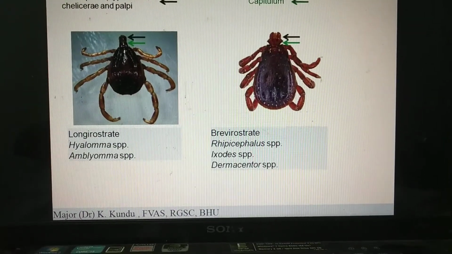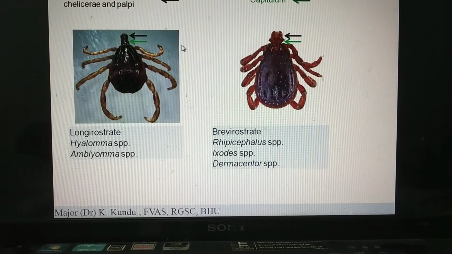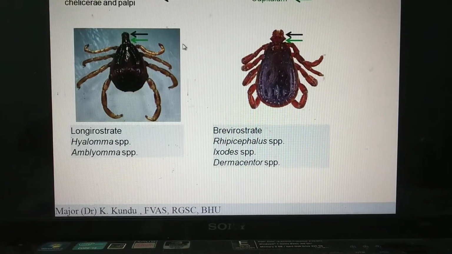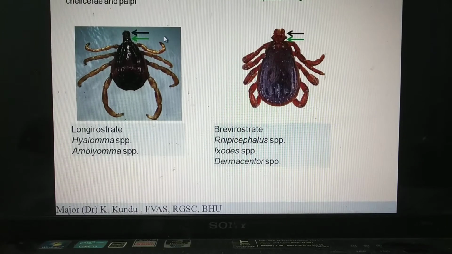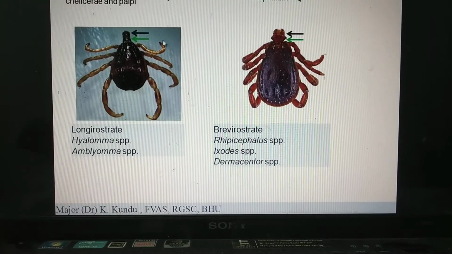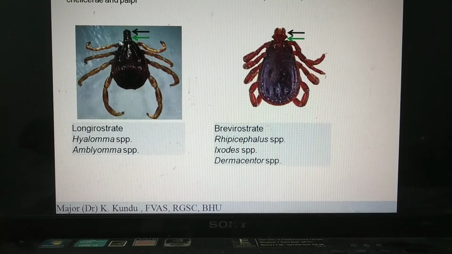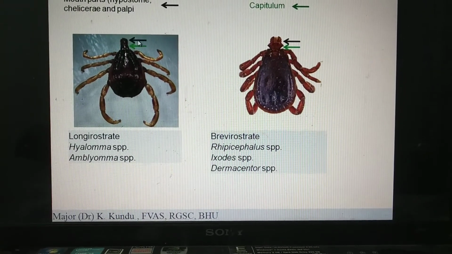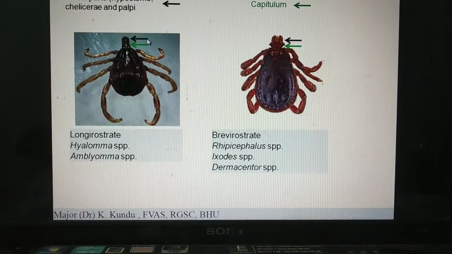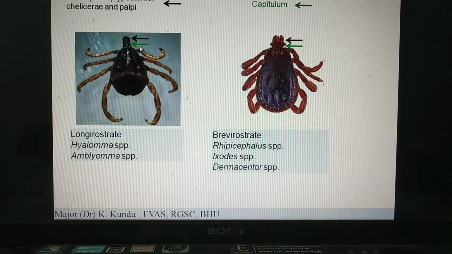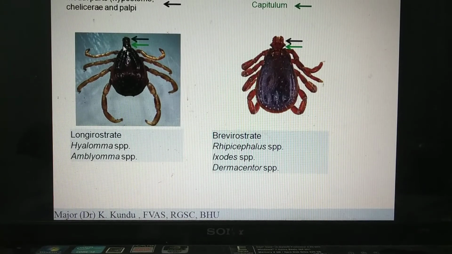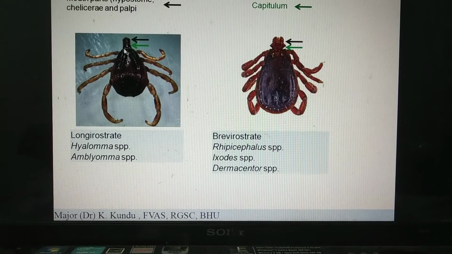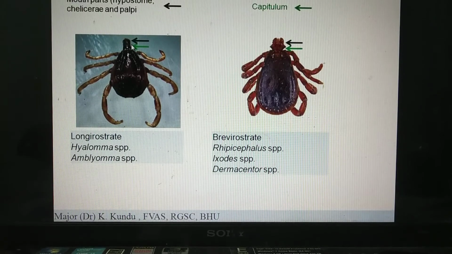Now identification of the hard tick. As we discussed, we will take the individual characters one by one. So what do you mean by longirostrate and brevirostrate? If you can see the tick on the left hand side, the dark arrow refers to the mouth parts, the hypostome, chelicerae and the pedipalps, whereas the green arrow refers to the capitulum. On the capitulum are placed the mouth parts.